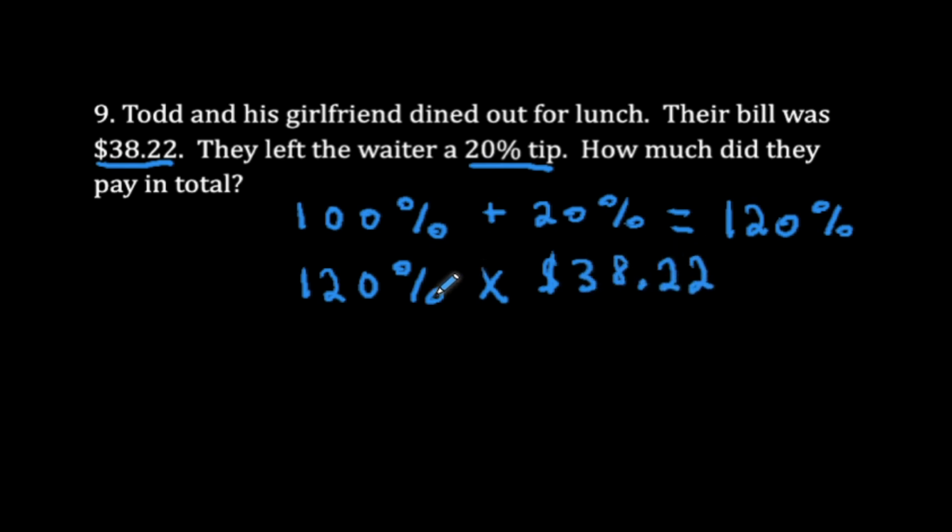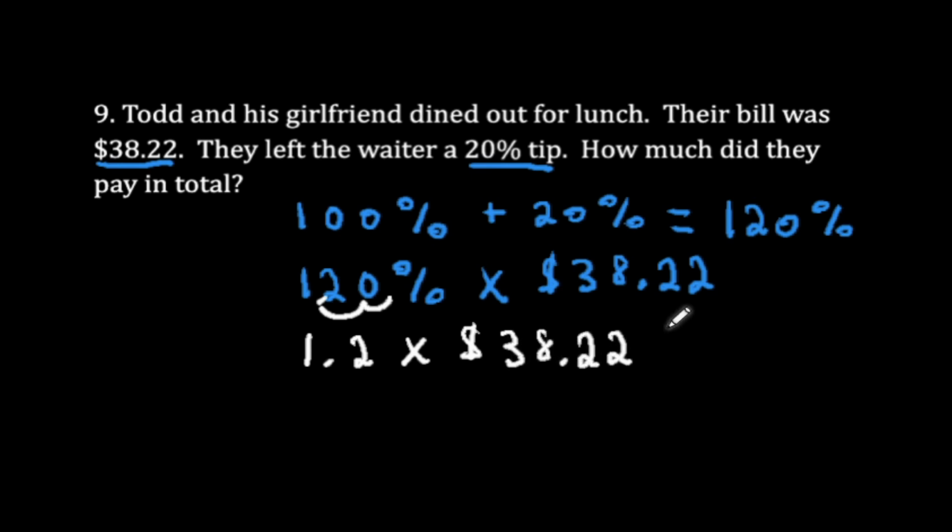And so remember, when you're multiplying and you have a percent, you have to convert it into a decimal. So you're doing the same thing. You're moving the unwritten decimal point 2 places over to the left. And so that gives you 1.2 times the $38.22, which leaves you the same amount that we solved in the beginning, $45.86. Okay, so let's move on to number 10.